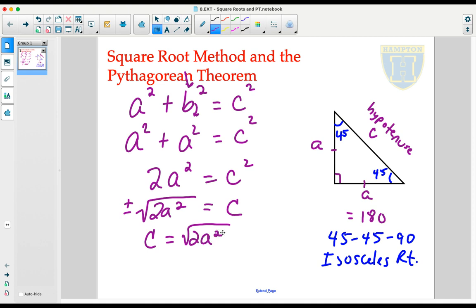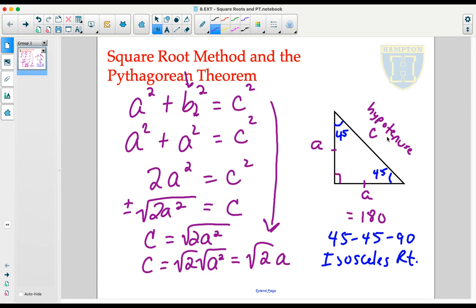Using what we know about radical expressions, we can simplify a little bit farther and say that C is going to be the square root of 2 times the square root of A squared. But the square root of A squared is just A, so we end up with the square root of 2 times A. So what we have here is a solution for the length of the hypotenuse of any isosceles right triangle. Namely, it's going to be the length of those legs times the square root of 2.